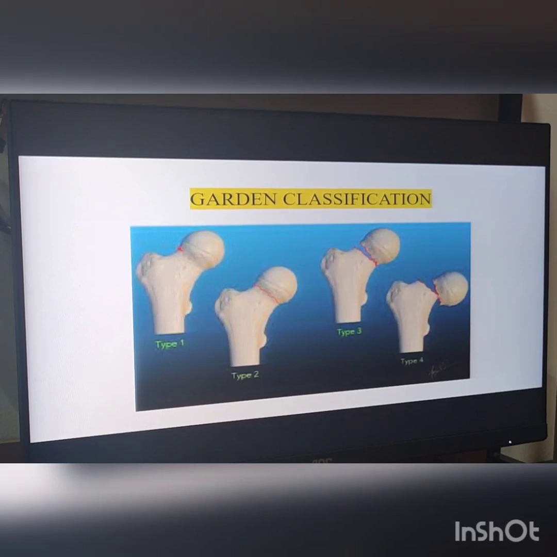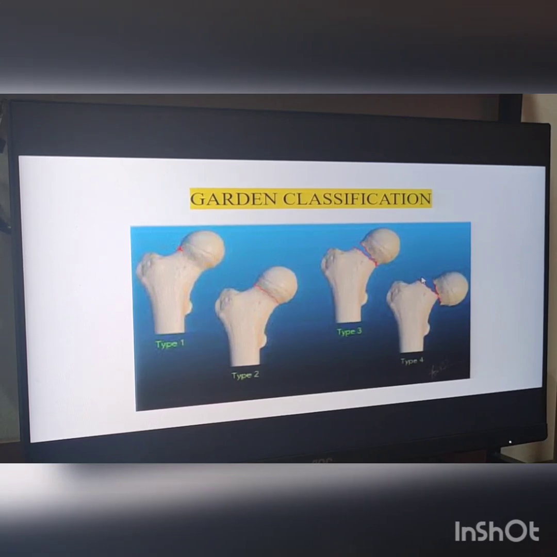Smith fracture is a classification also. Other than that, this is the type 1, type 2, type 3, type 4. Type 1, you can see there's a fracture at the neck of femur, but it's not a complete fracture and not displaced. This one is a complete fracture but not displaced. The type 3 is a partially displaced and also a complete fracture, and this is a complete fracture of the neck of femur with totally displaced or fully displaced.